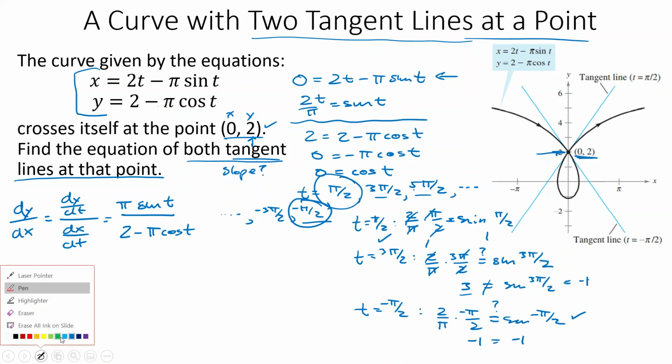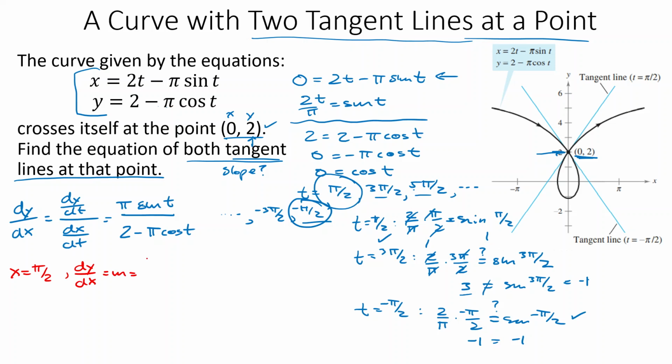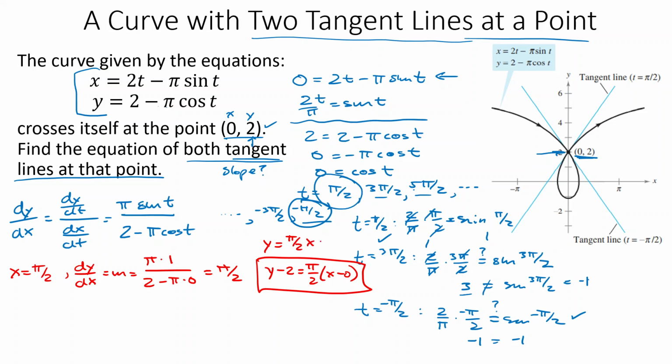I'm going to switch up some colors here so we don't get confused. So for t equals pi over 2, our slope dy/dx is equal to, plugging in pi over 2, pi times sine of pi over 2, which is 1, over 2 minus pi times cosine of pi over 2, which is 0. So we get pi over 2, strangely enough, for our slope there. Then the equation of the line would be y minus 2 equals pi over 2 times x minus 0. So there's one equation. You can simplify that if you want: y equals pi over 2 x plus 2.